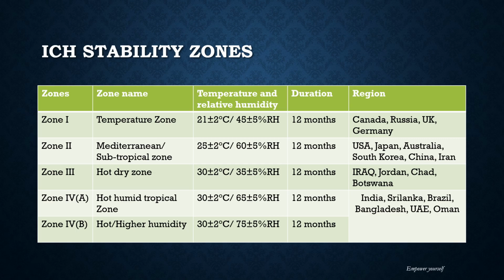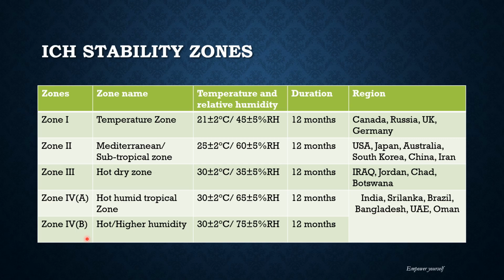Let us see the stability zones. As per ICH, the stability zones are divided into four types: Zone 1, Zone 2, Zone 3, Zone 4A, Zone 4B. These zones are divided based upon the temperature that is maintained in different parts of the world.